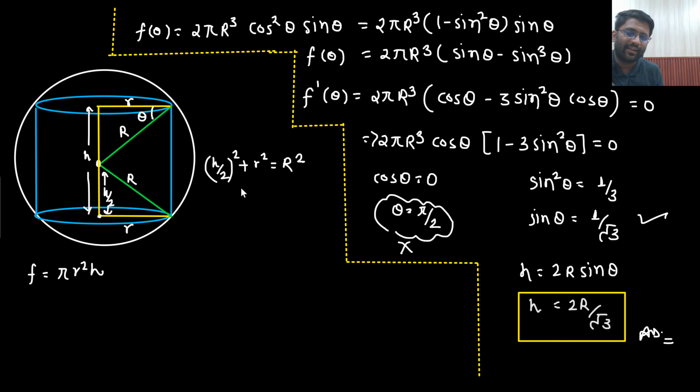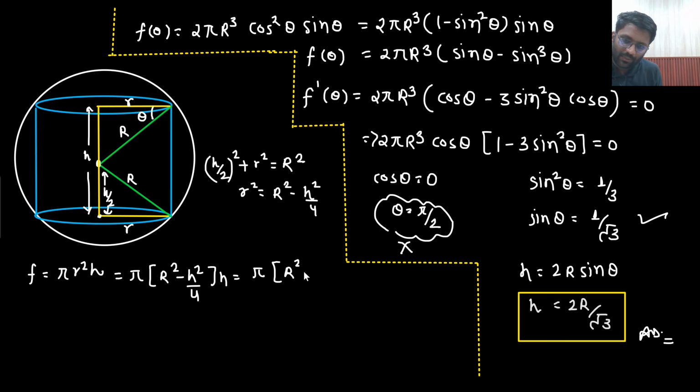Now from here you can directly get the value of r square, no? What is the value of r square? Capital R square minus h square by 4. Multiply with h. So what you are getting? Pi into R square h minus h cube by 4. Then differentiate this function with respect to h, because you need to find out the value of h such that it is maximum.